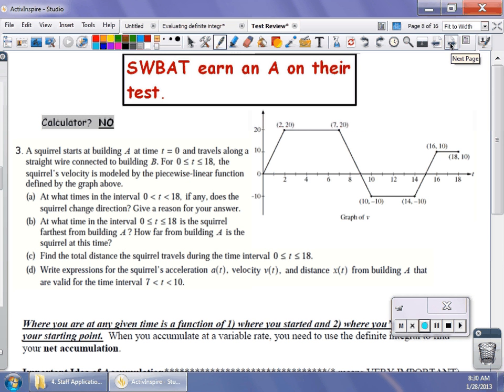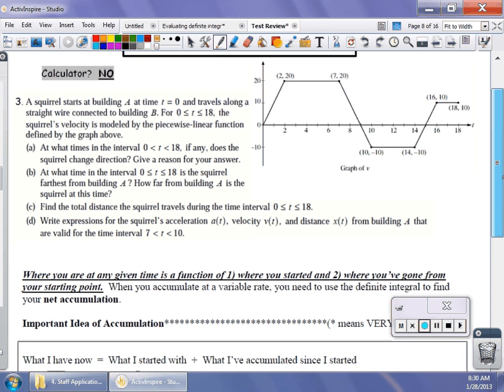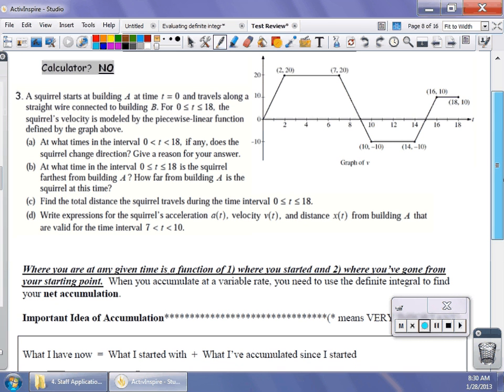This is problem number 3 from the AP problems. This looks at initial conditions again. Notice it says where you are. So this is the important part I'm trying to focus on. Where you are at any given time is a function of where you started and where you've gone from your starting point. So what this is really talking about is position. It's not talking about total distance traveled. It's talking about the position of a particle. Position is relative to where you actually started traveling from.